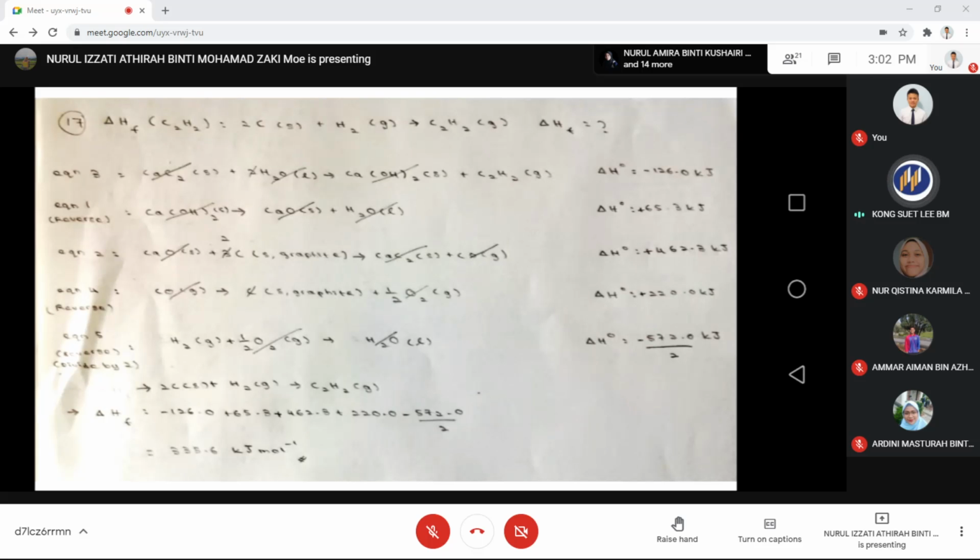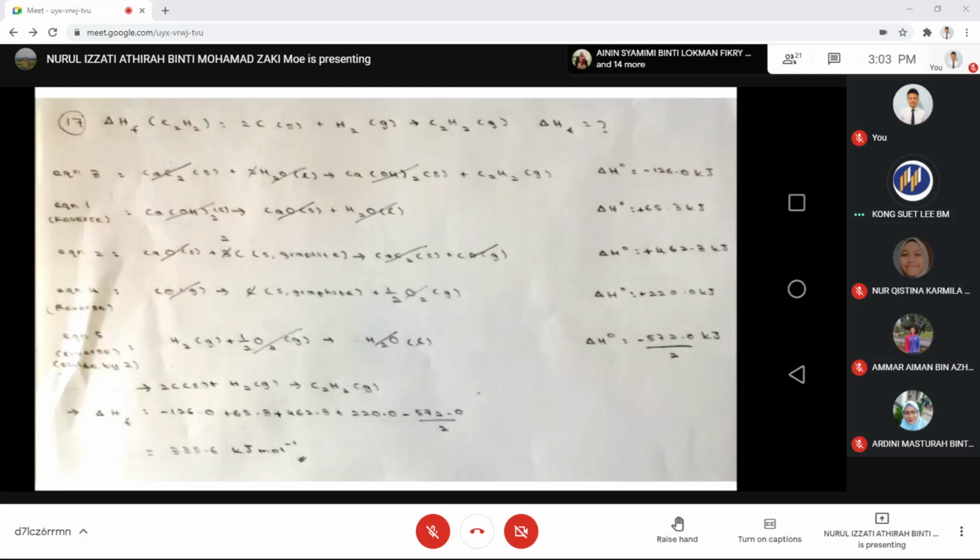And then we compare it with equation 2. Since CaO in equation 1 is on the right side and in equation 2 on the left side, we can cancel it out, so we don't have to reverse the equation. So we get the enthalpy is equal to positive 462.3 kilojoule.